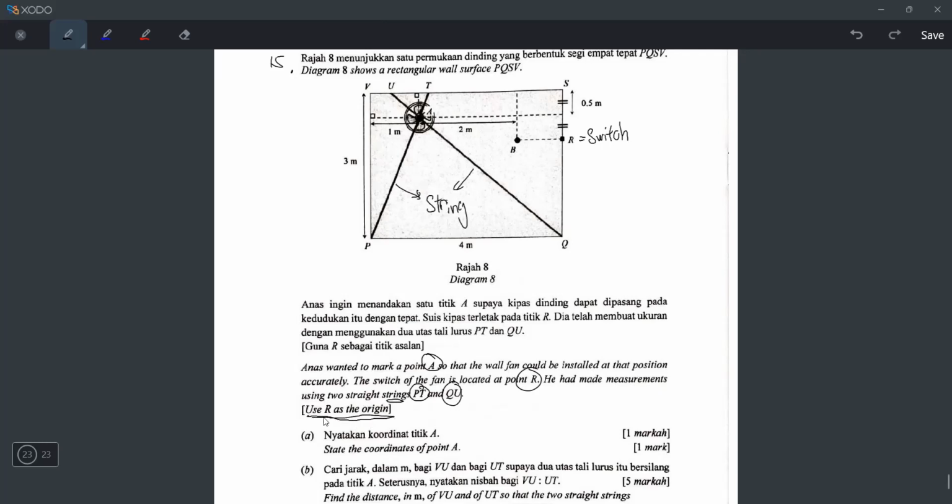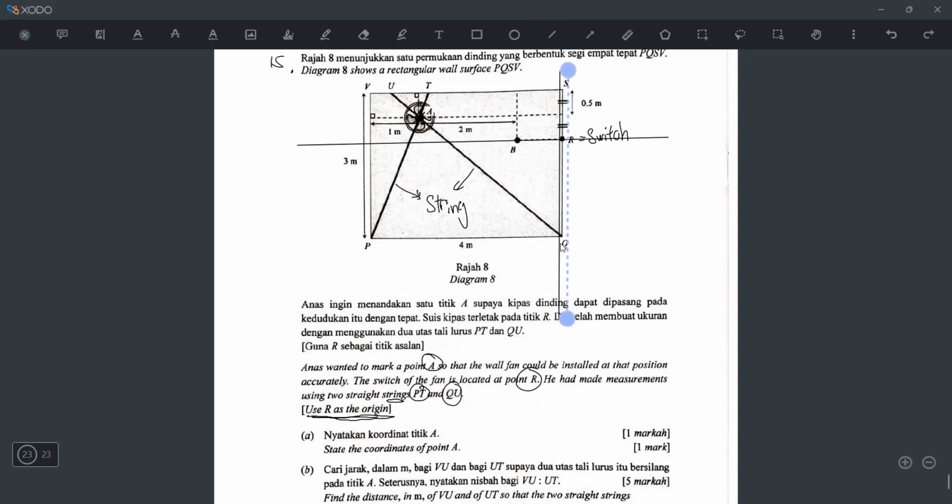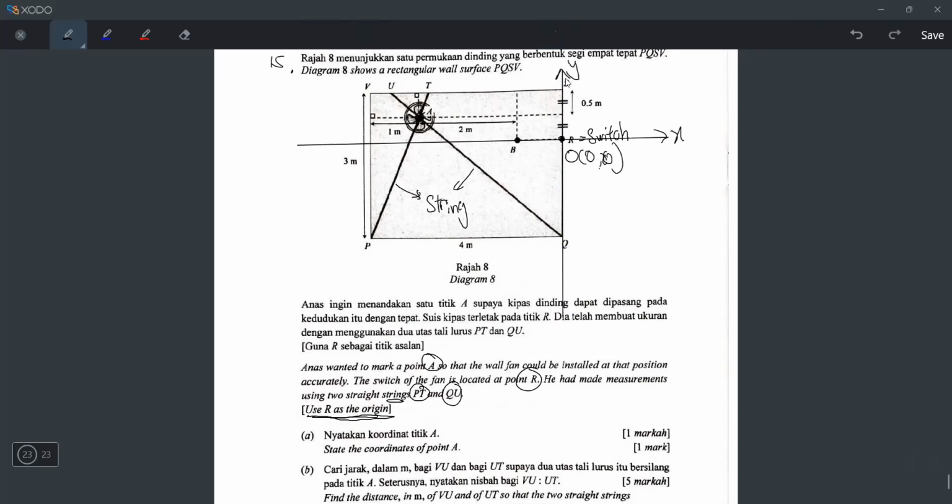Oh, this is super helpful, because if I can make R the origin, then that is very helpful for me. So let's put an x-axis and a y-axis also. This is the origin, and we all know the origin's coordinate is (0, 0), right? So this is the y-axis, this is the x-axis, and this is (0, 0). It means a lot of coordinates I know already. For example, this coordinate is (0, 1), because they mentioned this is 0.5 meter, and here also 0.5.